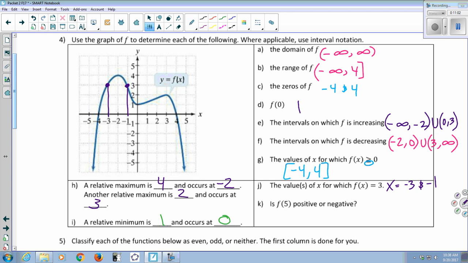And is f of 5 positive or negative? So I want to find x equals 5, which is right here. Go down to the graph, and I can't hit the graph, but I know that it is negative because I'm below the x-axis.